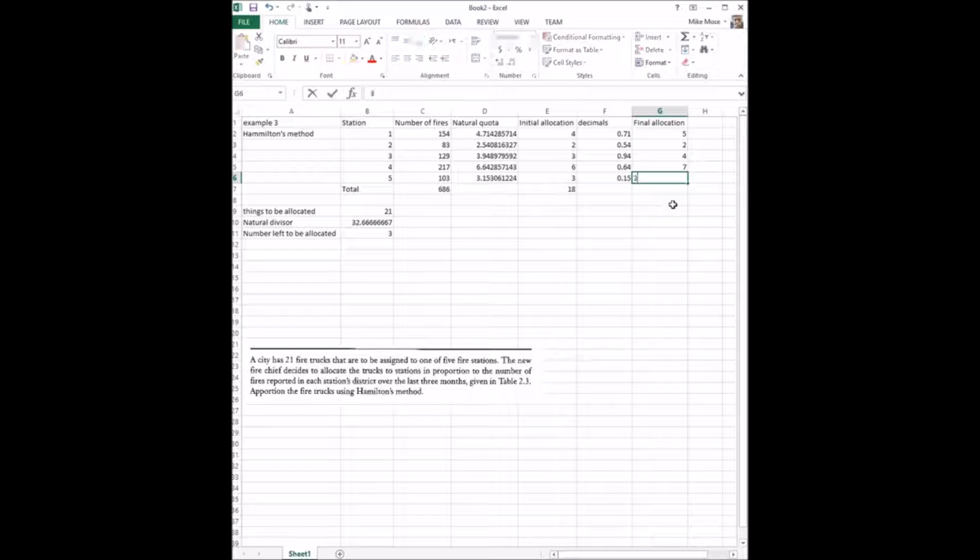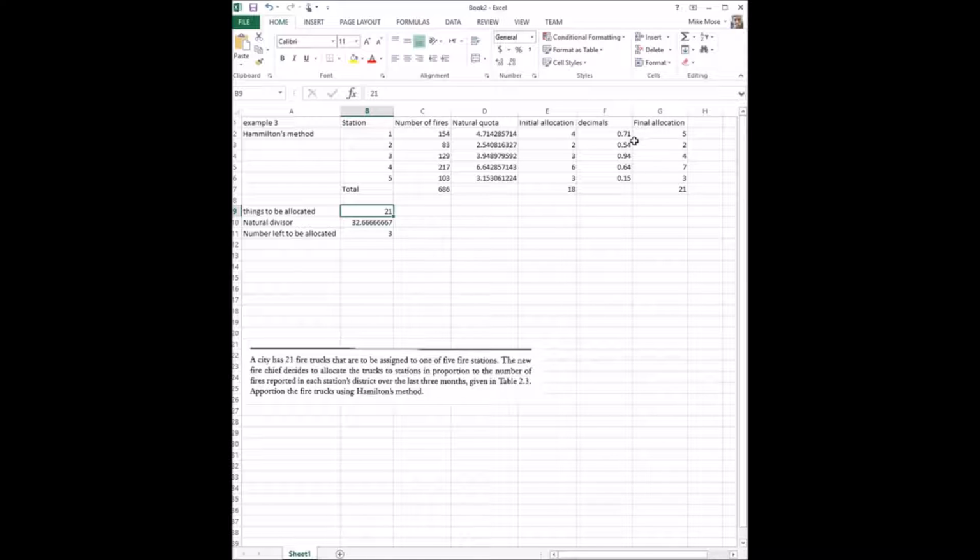If we take the total of the final allocation, 5 plus 2 plus 4 plus 7 plus 3, we get 21. So we began with the goal of giving out 21 fire trucks according to Hamilton's method, and initially we were able to give out 18 fire trucks, but Hamilton says to give an additional fire truck to the fire stations according to the largest decimal. We did that in the final allocation, and this is the total number of fire trucks that each station would get.